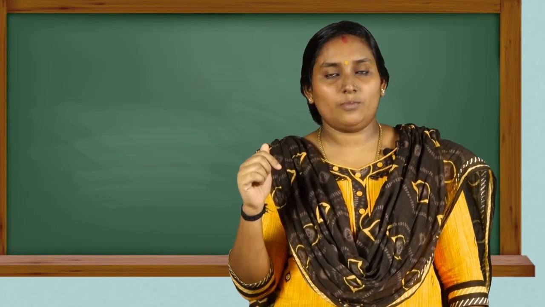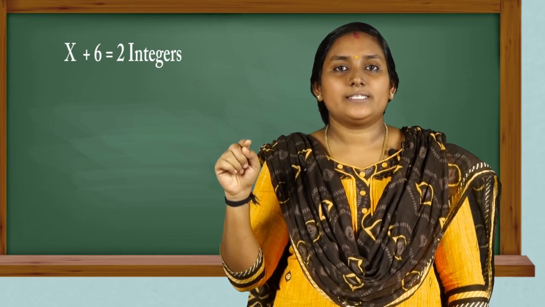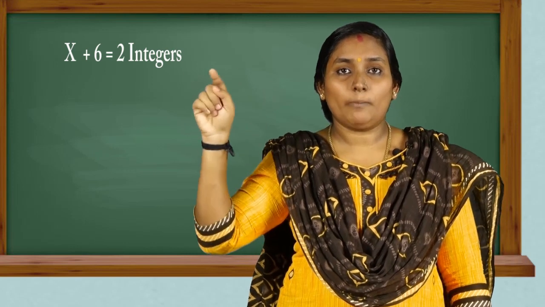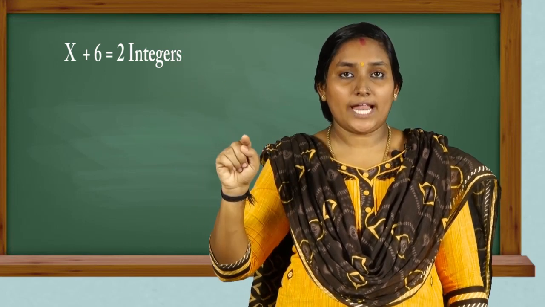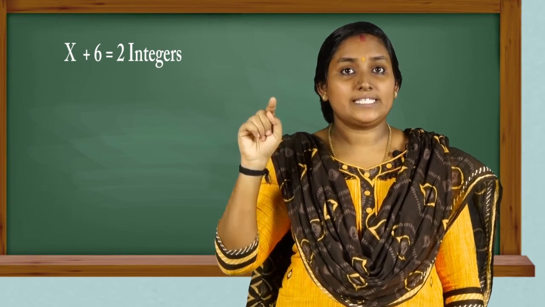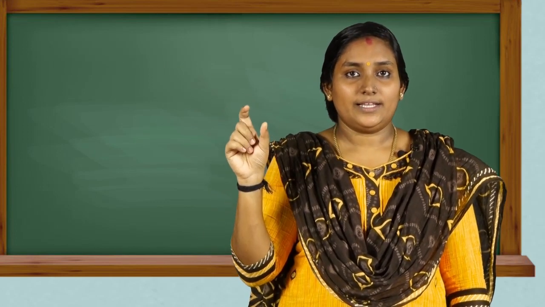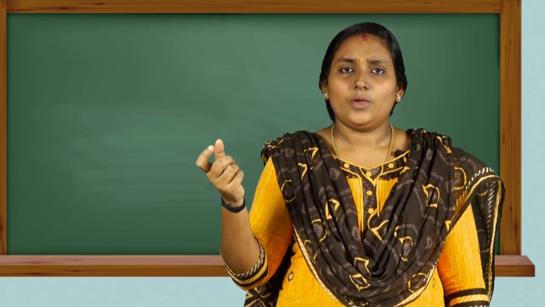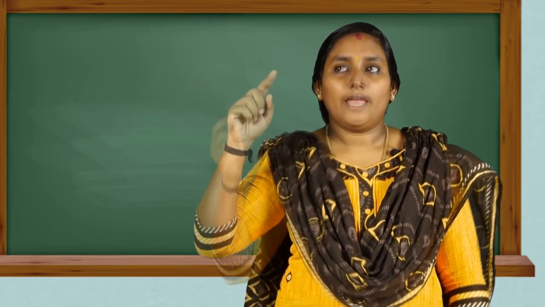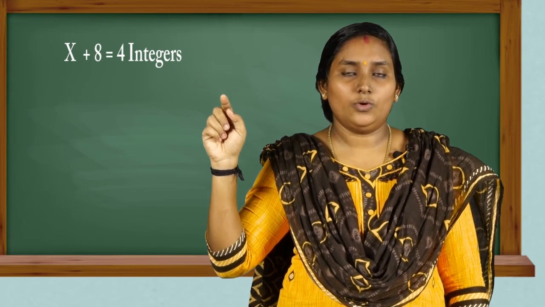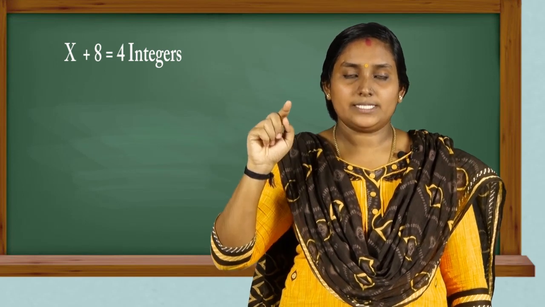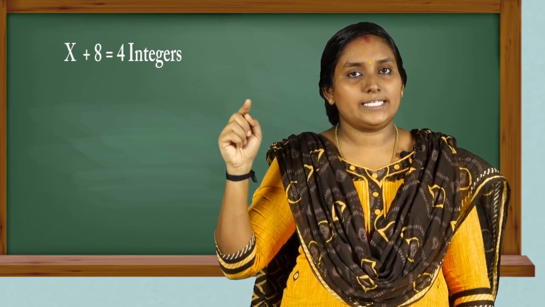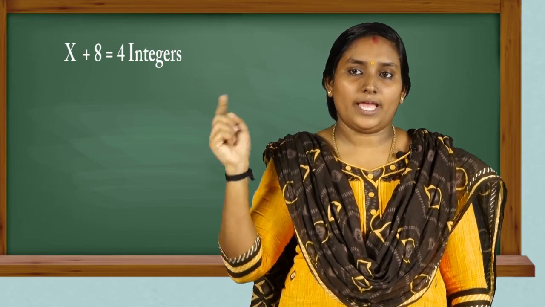Shall we go through another example? x plus 6 equals 2, where x equals 2 minus 6. We will get the x value as minus 4. That is an integer. We know that integers include the positive as well as the negative. Next, x plus 8 is equal to 4. That means x equals 4 minus 8. We will get x equal to minus 4 as the answer. That is also an integer.